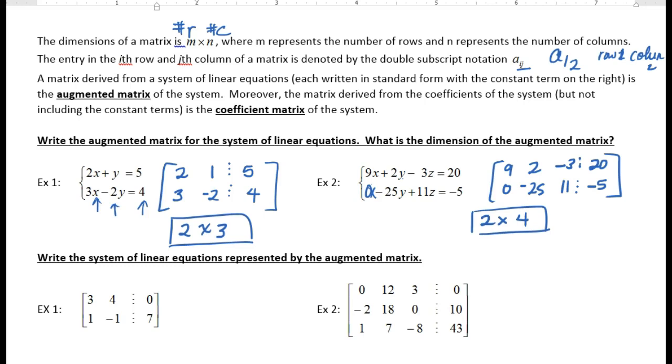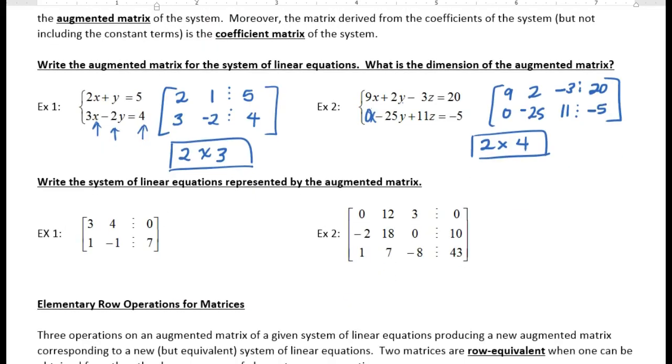All right, so now in this part, it says write the system of linear equations represented by the augmented matrix. So we're really just doing that in reverse. Okay, and this column is x, this column is y, and these are my constants. So I would rewrite this as 3x plus 4y equals 0, and then x minus y equals 7. Okay, so you can see we're just doing the reverse of what we just did.